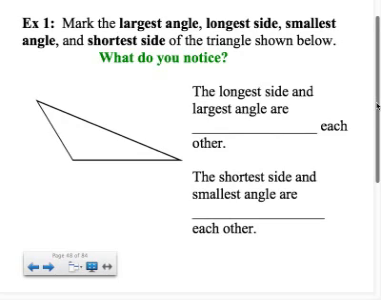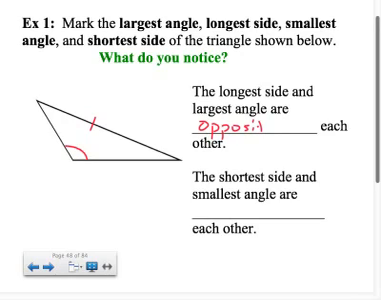So here's the thing. I'm going to go ahead and just mark this using red. To me, and again, this is a little bit goofy because we don't know the exact angle measures, but I think it's pretty clear that this angle is going to be the largest angle. I think it's pretty clear that this is the longest side. And so if you notice here, the longest side and the largest angle are opposite each other, or across from each other.